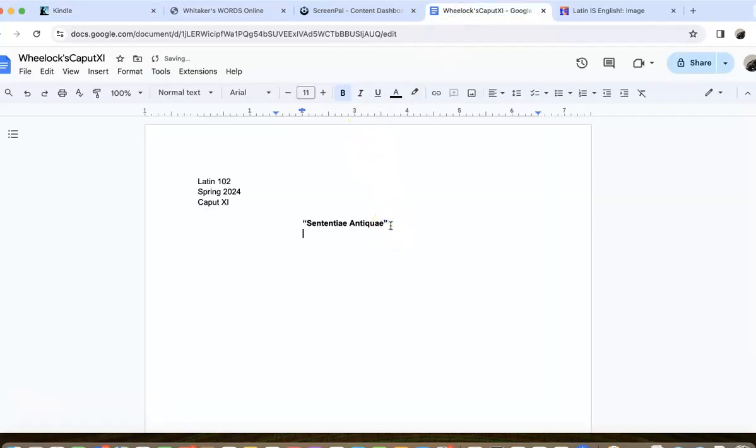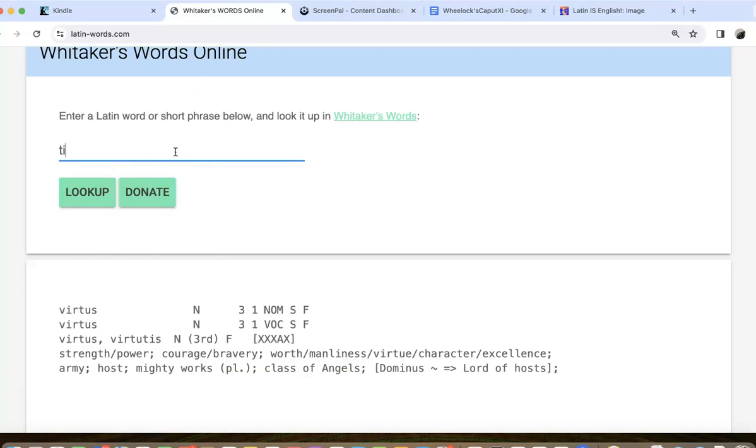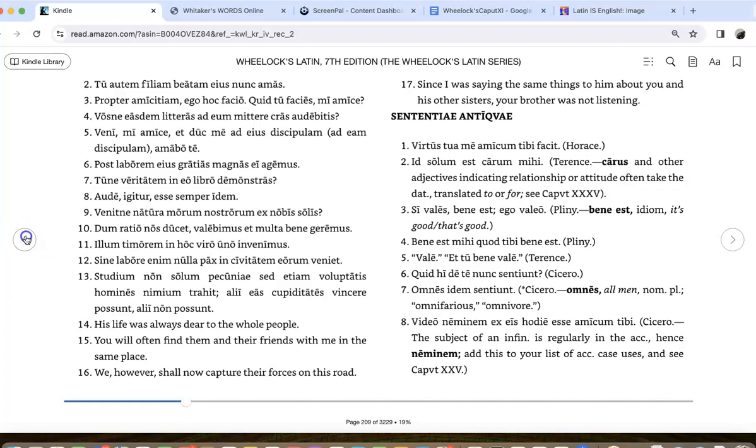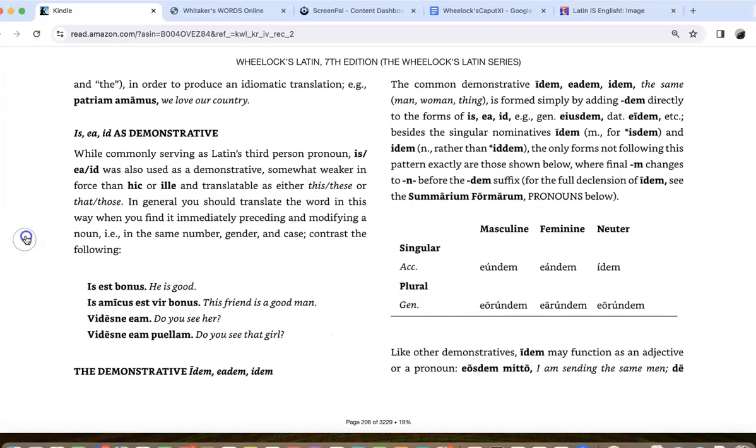Because tibi, as you can see in the charts, is in the dative. So let me take out the bold here. Your virtue makes, facit, so that's facit, makes me a friend, again, literally to you, just because tibi is in the dative. Might be better to show you. Actually, do they have it in this one? I don't know. Let me see here.